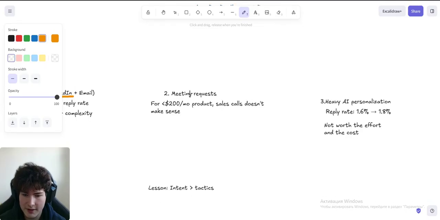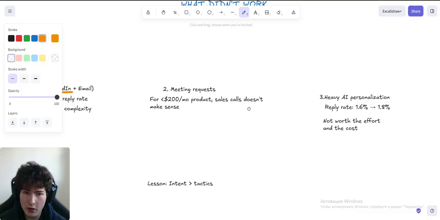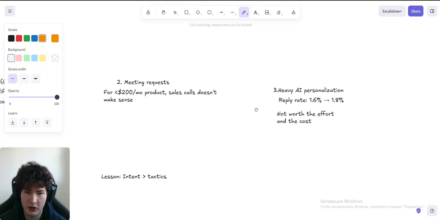Then meeting requests. Pushing for meetings right away didn't work either. For a product under $200 per month, a sales call doesn't make sense at all. So we were just pushing straight for the sign up.